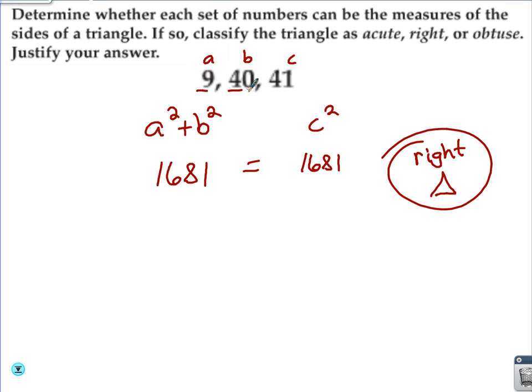If 9 and 40 are the two legs, then the hypotenuse will be 41. If 9 and 41 is a leg and a hypotenuse, the other leg has to be 40. That is a Pythagorean triple.